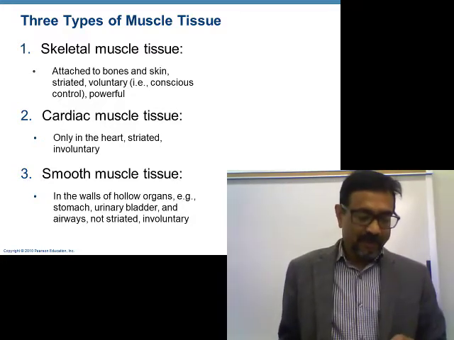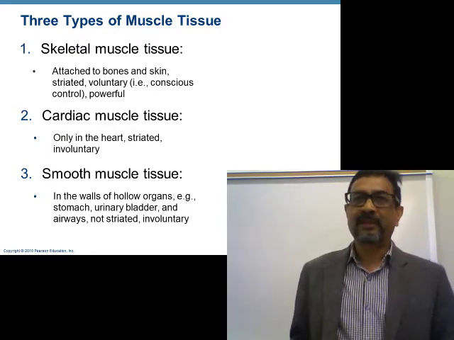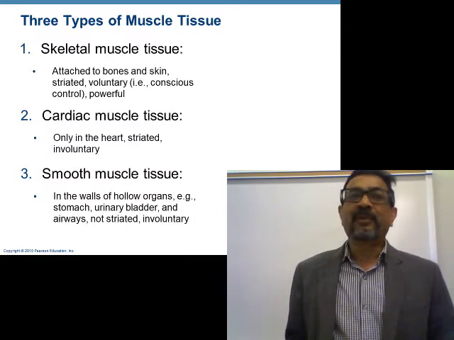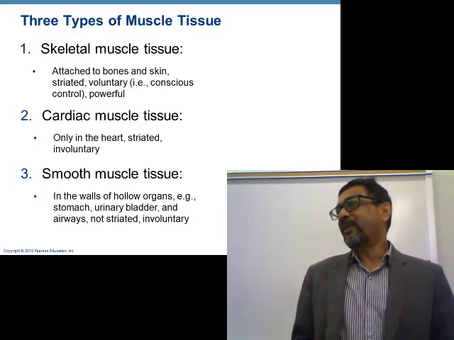Smooth muscle and cardiac muscle, those are involuntary. You cannot control them. For example, your heart is cardiac muscle. You cannot stop it. If you tell your heart to stop, it won't listen to you, right? Your blood vessels, your GI tract, intestine, esophagus, you cannot close them or open them. They will do their work involuntarily.